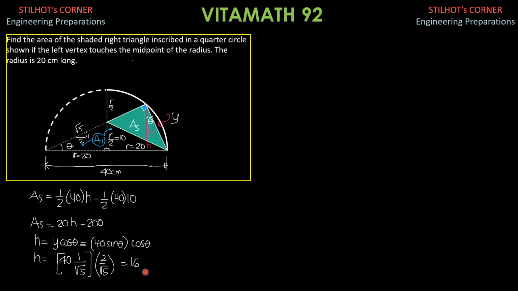We then substitute the value of h here. So from there, we can now compute the area of the shaded region. So area S is 20 times 16 minus 200. So 320 minus 200, area S therefore is equal to 120 square centimeters. So those who attempted to solve this problem may have their own way of solving it. As long as the answer is the same, 120, then that's fine. At least you have your own way of analyzing the problem.